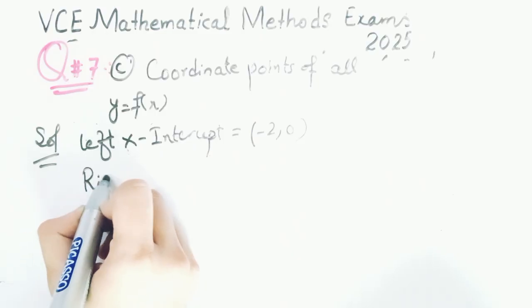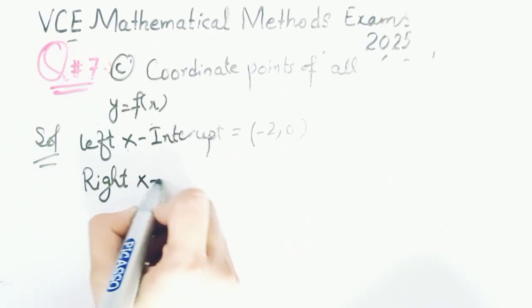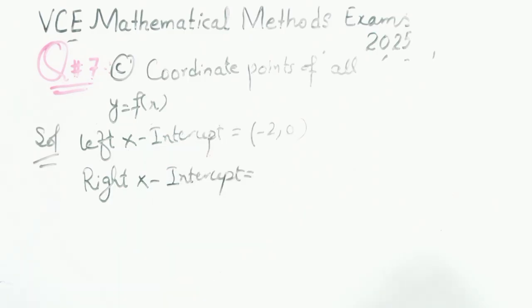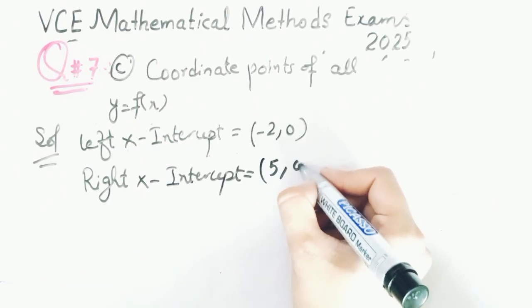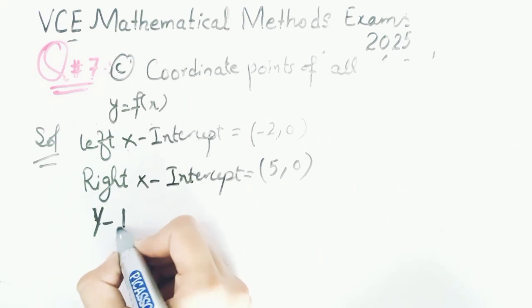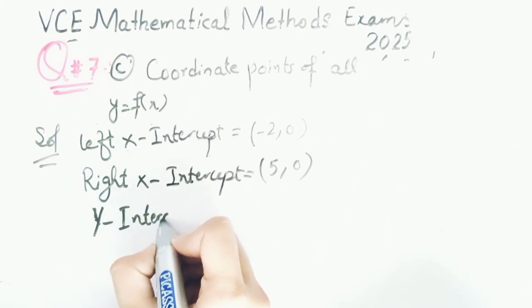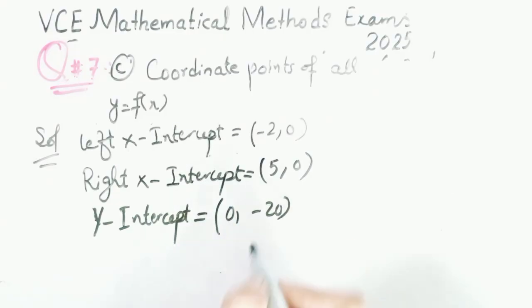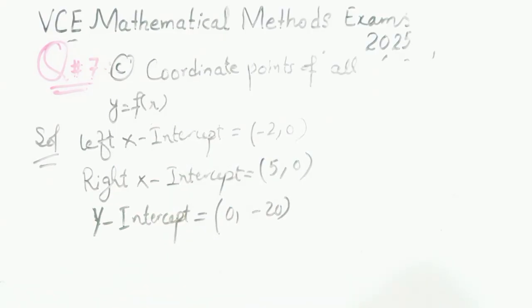And for the right x intercept, we get 5 and 0, and the y intercept is found out, we get 0 and minus 20. So these are the final answers.